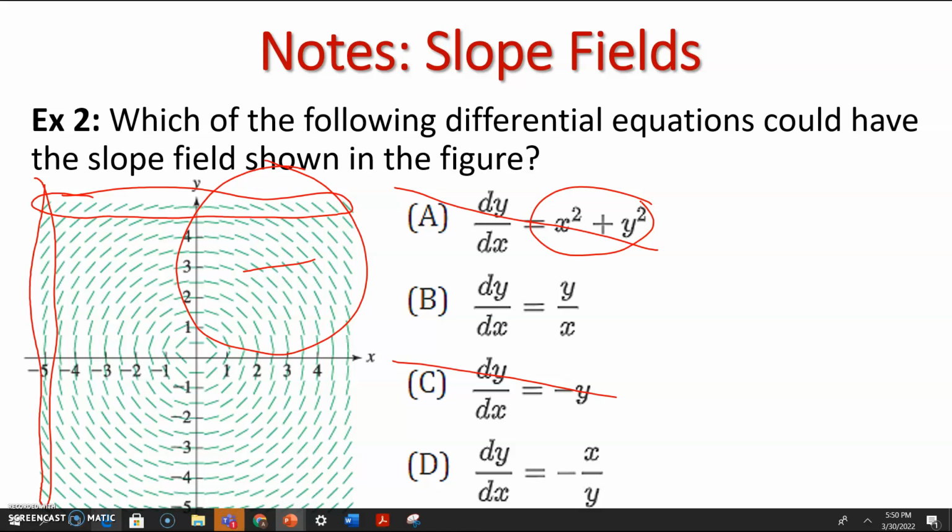Now we notice, like I said before, that for our positive quadrant, the answer comes out negative. Therefore, it cannot be B because if we had positive, it would not come out negative. Therefore, our slope field must be represented by the differential equation on D. dy dx is negative x over y.